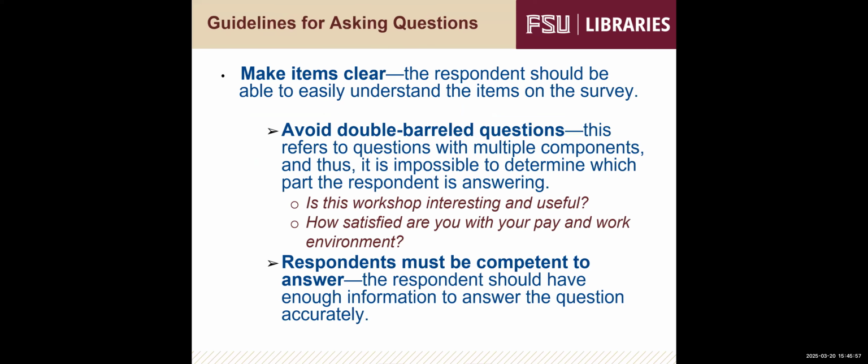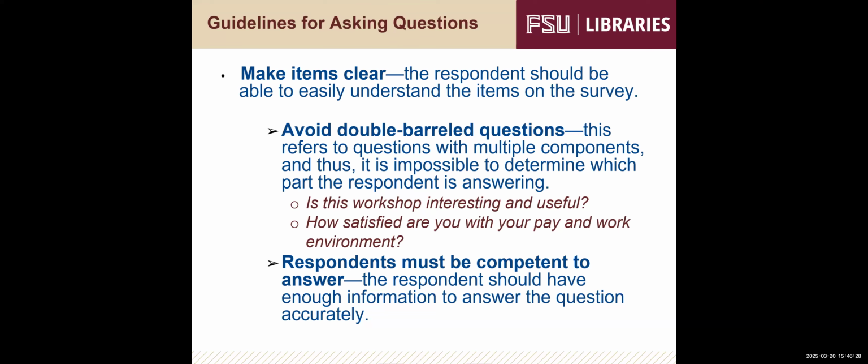Now, getting back to those guidelines, I already talked about making items clear. I was talking about avoiding double barrels, but I wanted you to see this example here: "Is this workshop interesting and useful?" If you got to the post-workshop survey and saw this question, you might be thinking, this was a very useful workshop, but it wasn't very interesting. How are you going to answer the question? Are you going to say yes, or are you going to say no? You don't know which part you're answering.